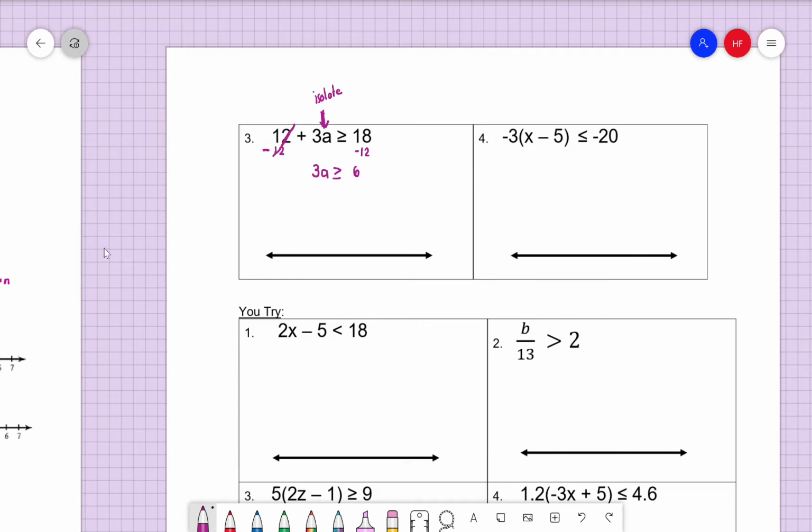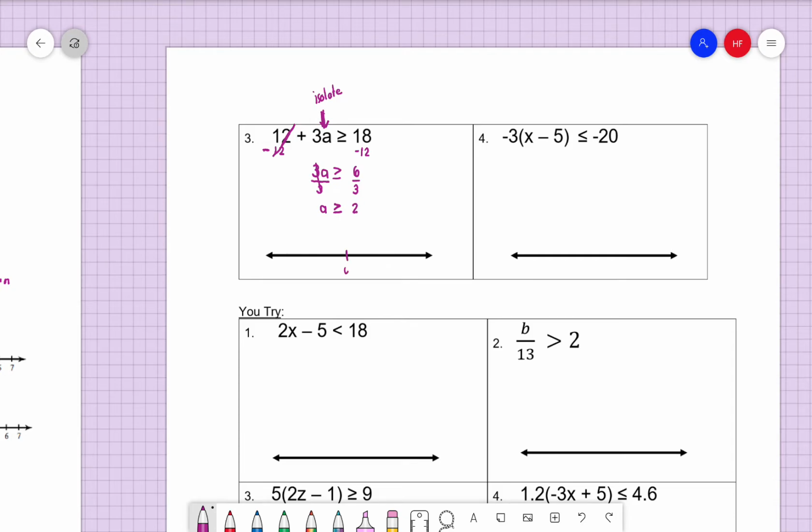I still need to get a isolated, so I'll divide out that coefficient, and I get a. I did not divide by a negative, so I do not flip the sign. It's only when you divide by a negative number or multiply. So a is greater than or equal to 6 divided by 3, which is 2.